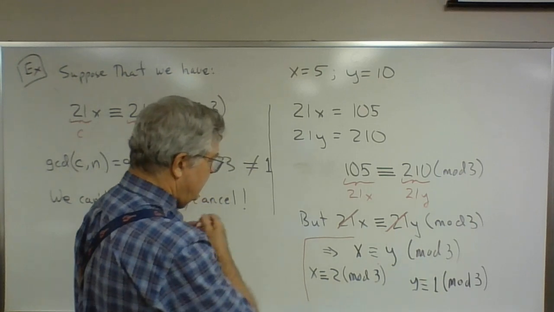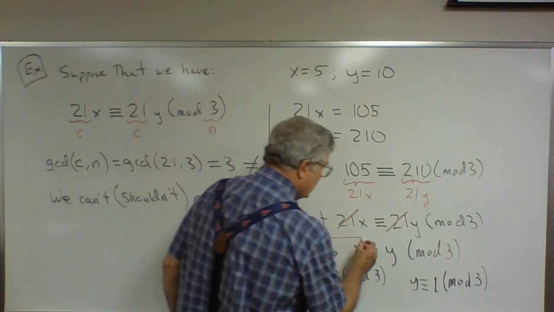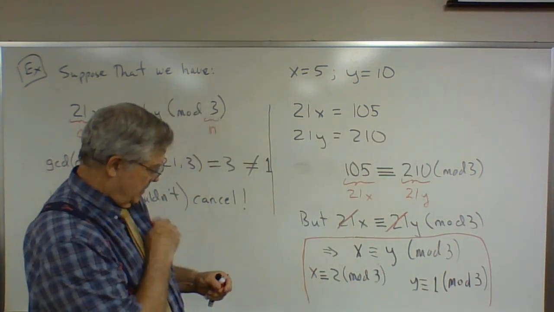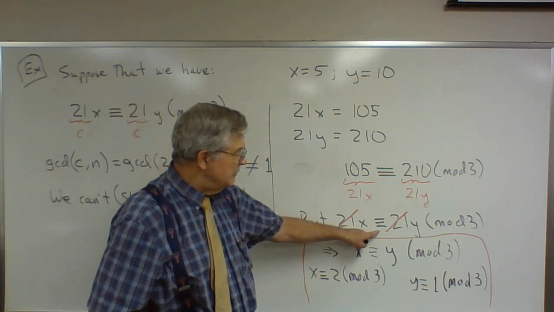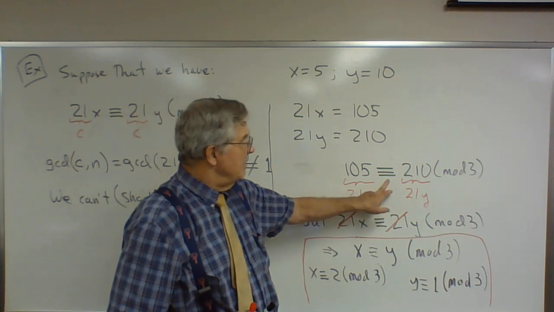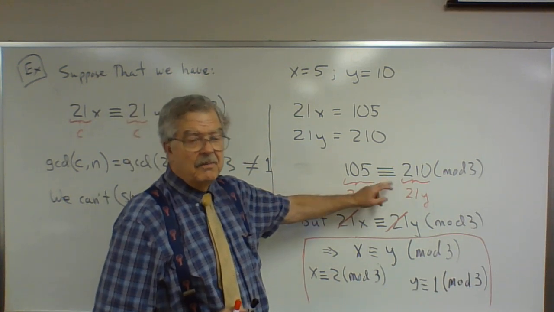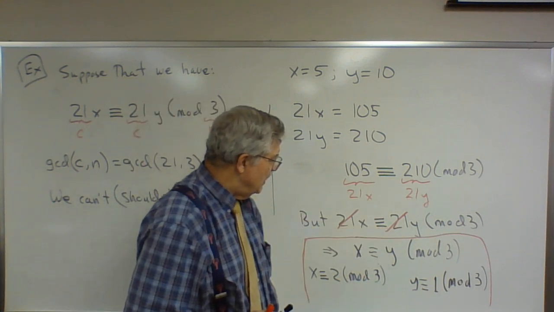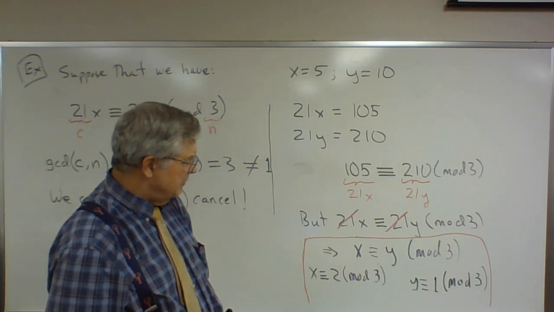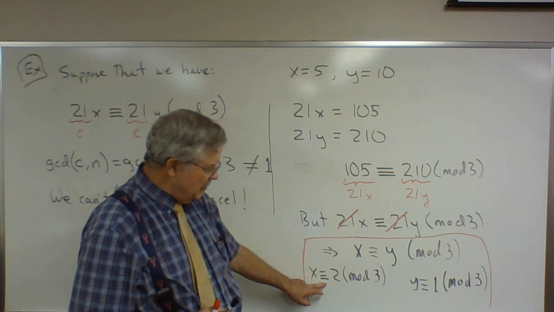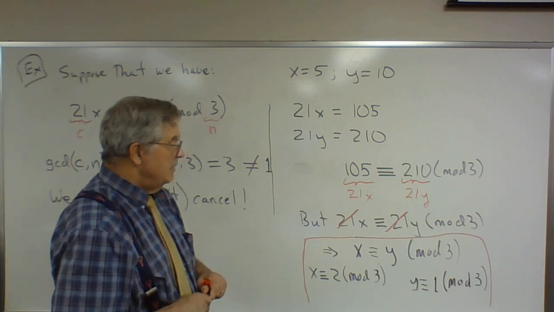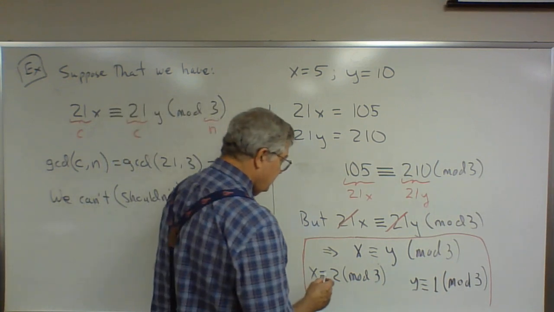Now what's going on here? We canceled the 21s. And by the way, without canceling, this congruence is true. We cancel the 21s and we get x is congruent to y mod 3, but is that really true? X is congruent to 2 mod 3. Y is congruent to 1 mod 3. So no.